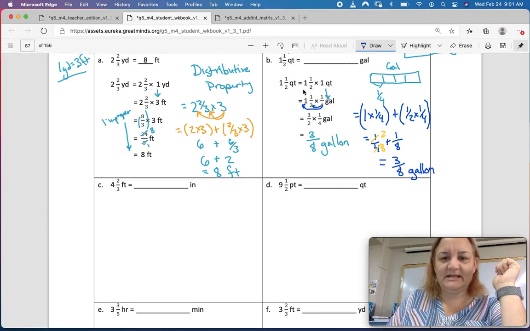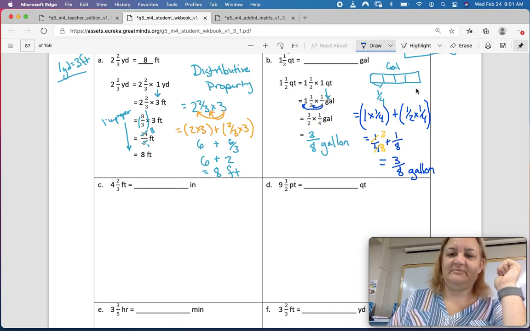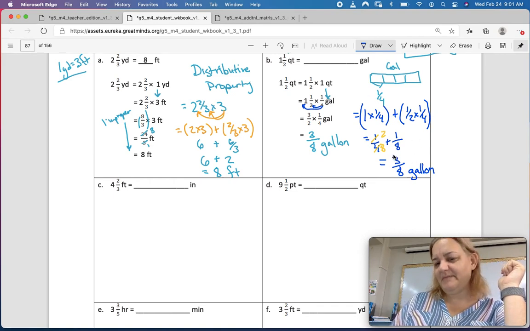So this is using an improper fraction, and this is using the distributive property. Now in this one, it maybe seemed a little bit more complicated to do that.